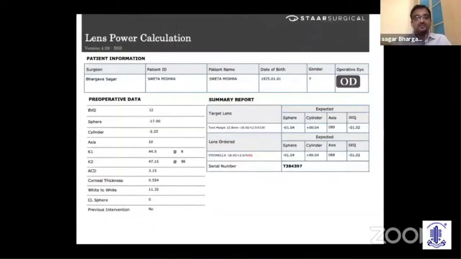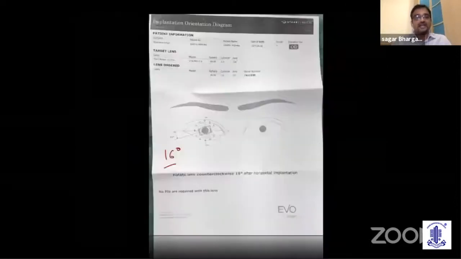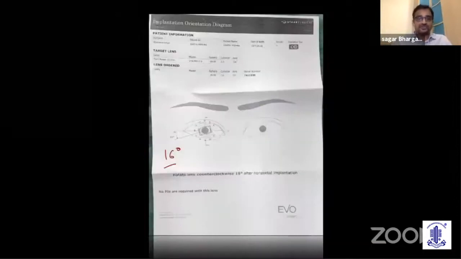So we planned for an ICL for both the eyes, Toric ICL. So this is how the lens power calculation sheet looks like. And when we take the patient in the OT, we have to use what is called the implantation orientation diagram, which is slightly different from a toric IOL.